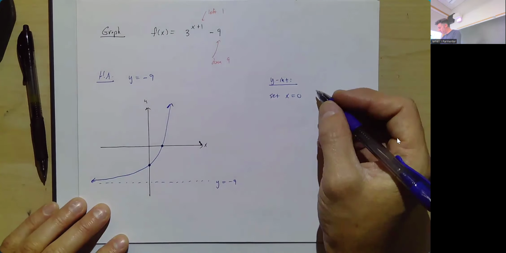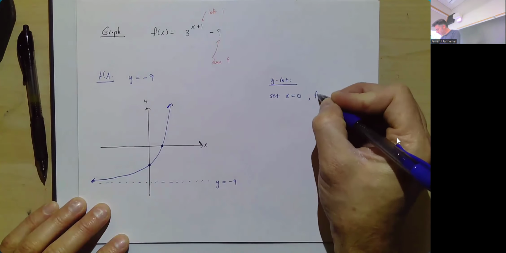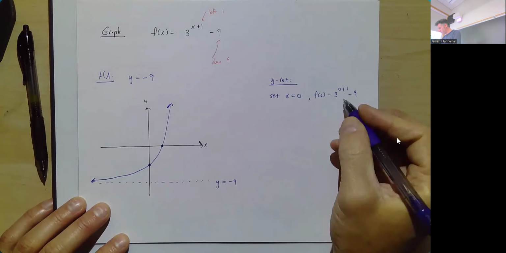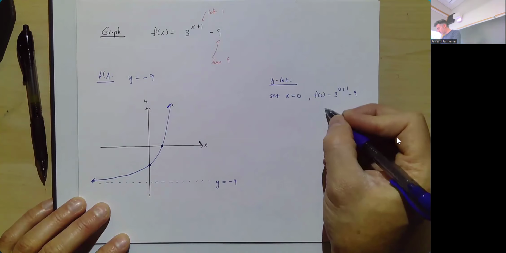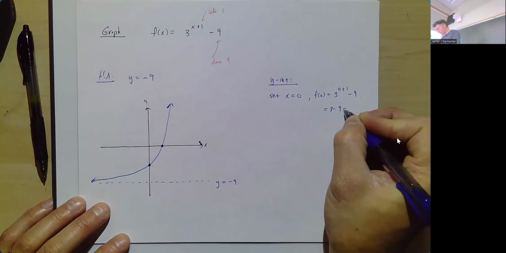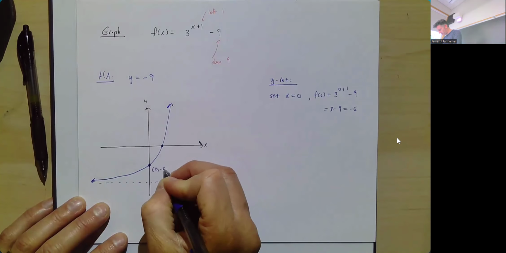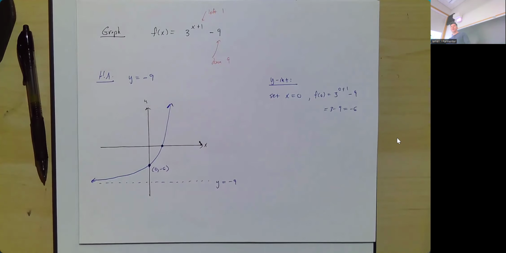So 10x equals 0, and f of 0 is going to be 3 to the 0 plus 1 minus 9. 0 plus 1 is 1, 3 to the 1 is 3, 3 minus 9 is -6. So there's my y-intercept at 0, -6. Does it actually look like it's -6? Not really. It looks like it's kind of halfway between 0 and 9. Nobody is checking. Nobody cares, right? As long as it seems reasonable, it's fine.